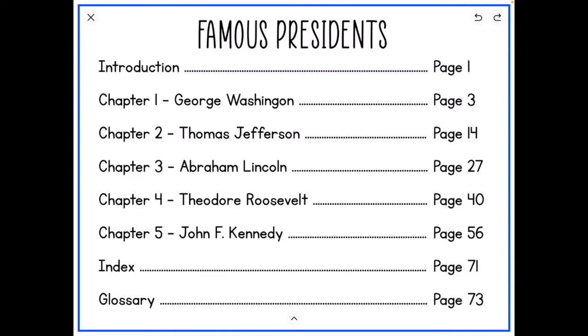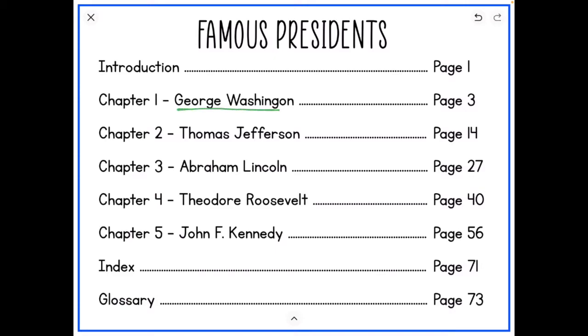Next up, which chapter talks about Thomas Jefferson? So, we've got to find Thomas Jefferson. Here he is. Which chapter talks about Thomas Jefferson? Chapter 2.